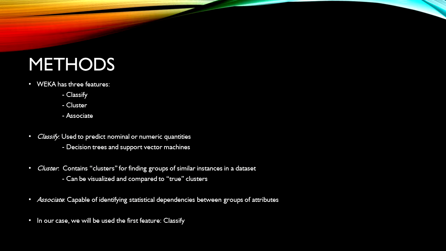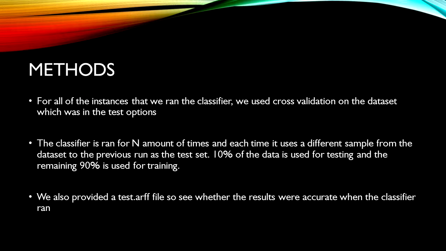Weka has three main features: classify, cluster, and associate. In our case, we used the first feature, which was classify. The classifiers we used were 0R, naive Bayes, IBK, random tree, and J48. On all of the classifiers, we ran cross-validation. We use cross-validation to run the classifier n amount of times, and each time it uses a different sample from the dataset. 10% of the data is used for testing, and the remaining is used for training.